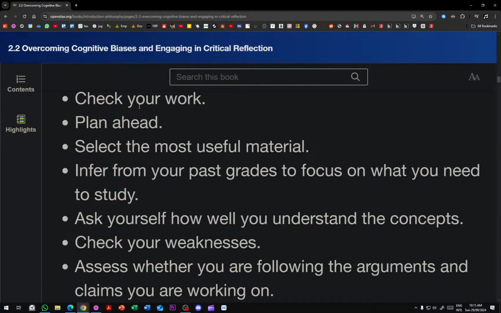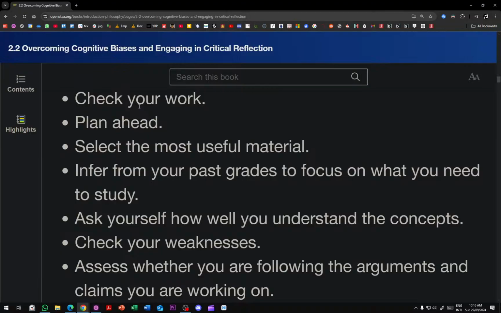Plan ahead. Check your grades and choose the subject that you need to study. Check your weaknesses. Start working, and when you start working, check out whether you understand the concepts well.